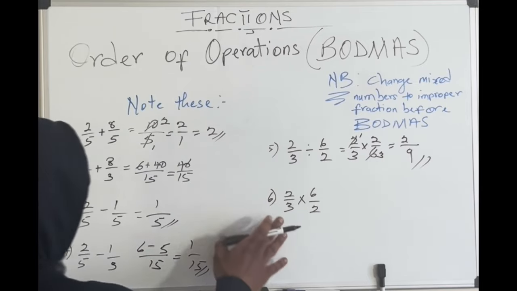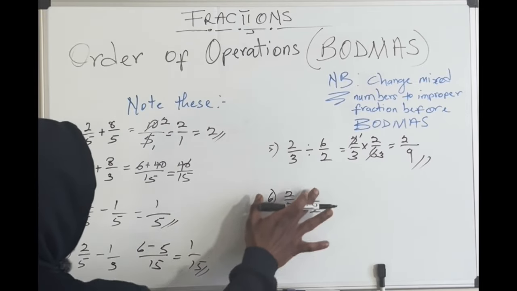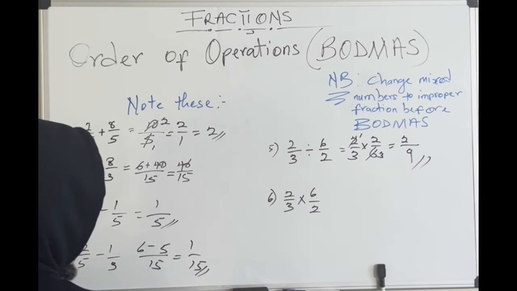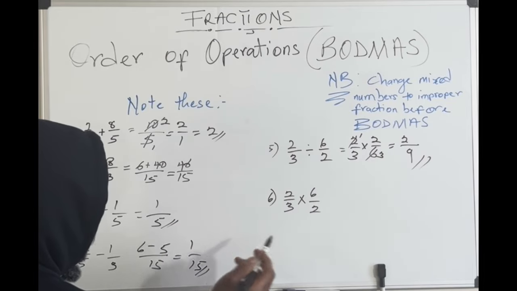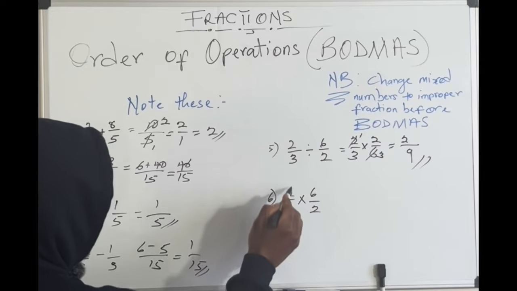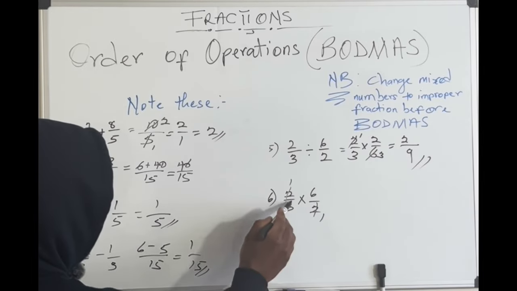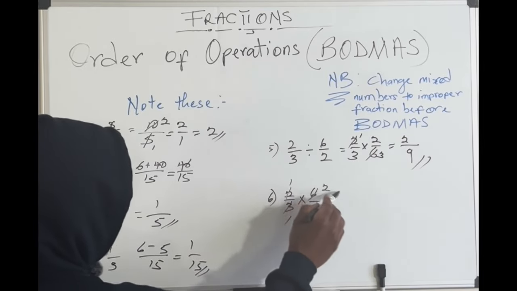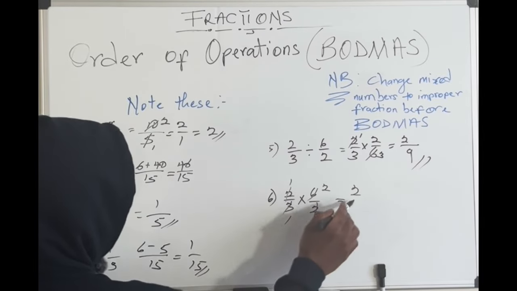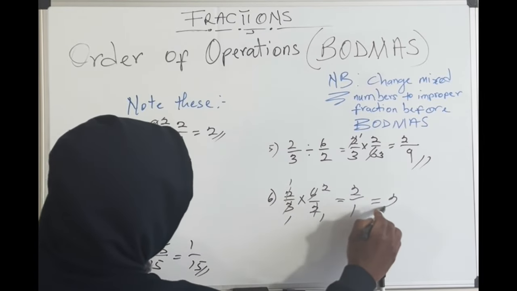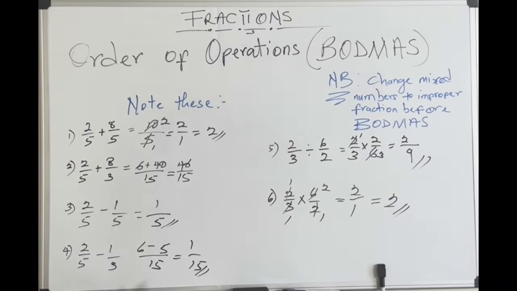And then we have 2 over 3 times 6 over 2. You just go ahead and work it out. If there is any cancellation, you just do it. So 2 goes here, 1 goes here, 1. 3 goes here, 1 goes here, 2. So 1 times 2, 2. 1 times 1 is 1. Final answer is 2. So we need to take notice of these.